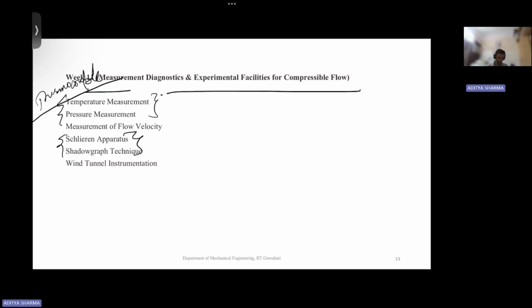Then there are Schlieren and shadowgraph techniques. First, if you want to practically set up the Schlieren technique, it is more expensive than your shadowgraph technique. Second, both are optical instruments, both Schlieren and shadowgraph.